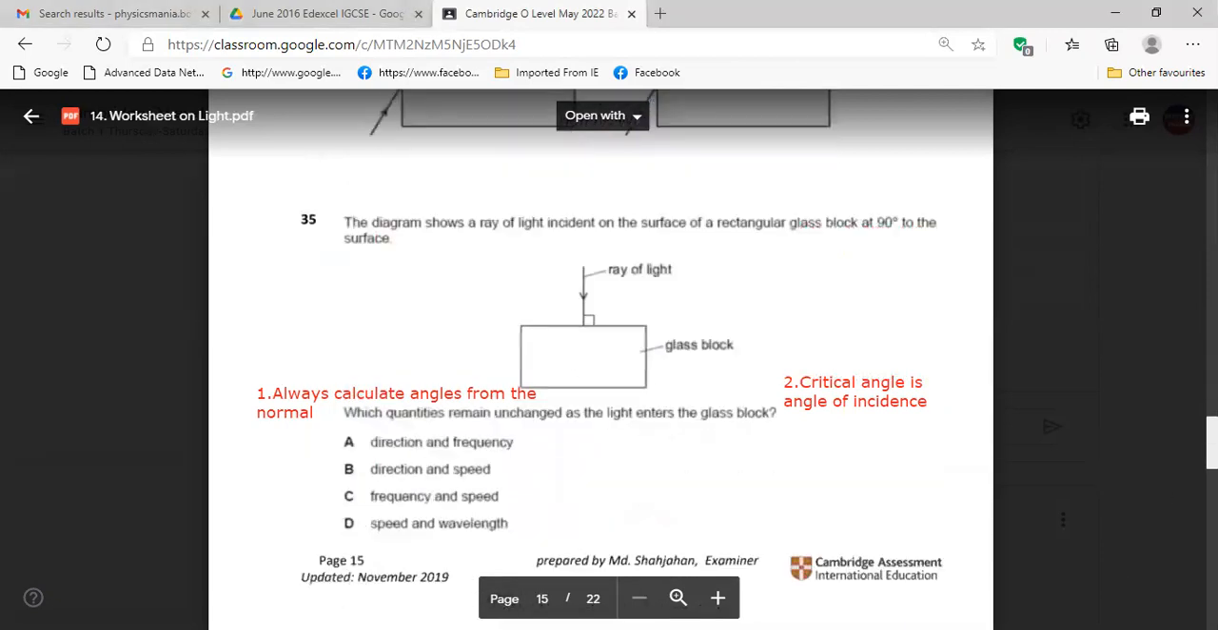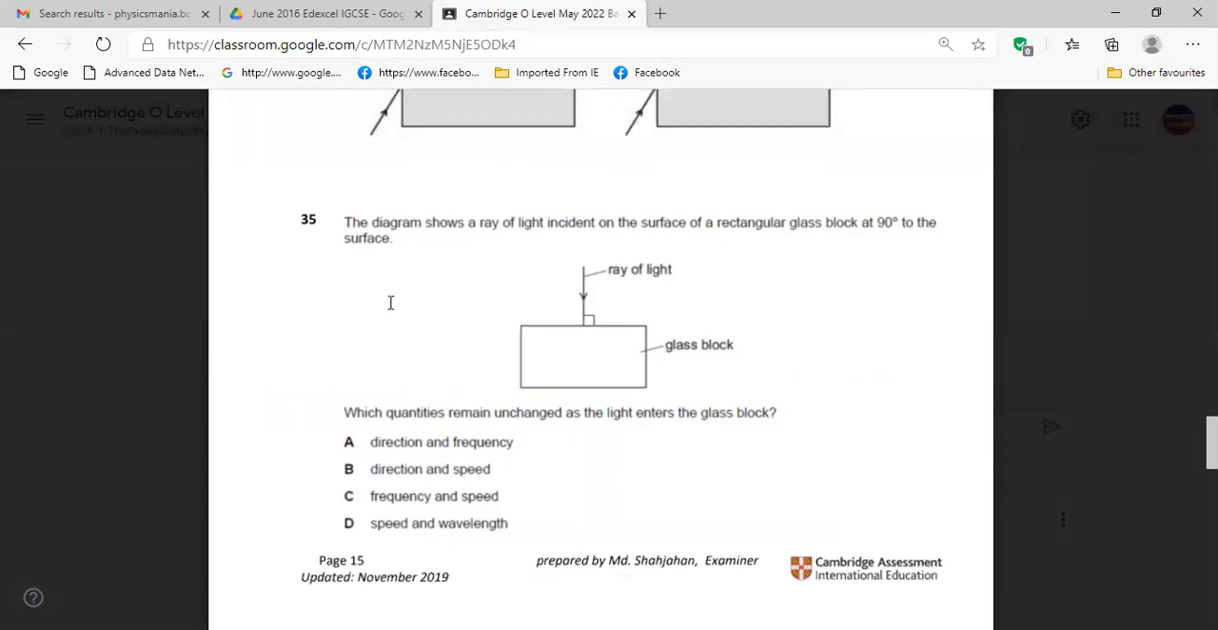Okay, now 35. 35 is a nice question, an easy question. If you understand, it's very easy. Can you read 35, Farabi? The diagram shows a ray of light incident on the surface of a rectangular glass block at 90 degrees to the surface. Which quantities remain unchanged as the light enters the glass block?